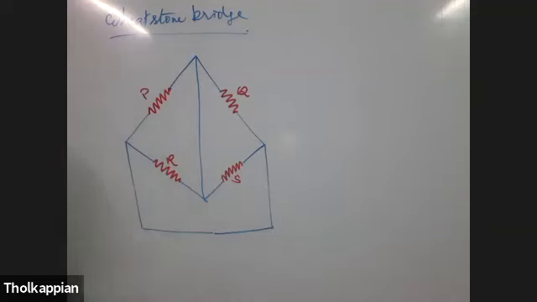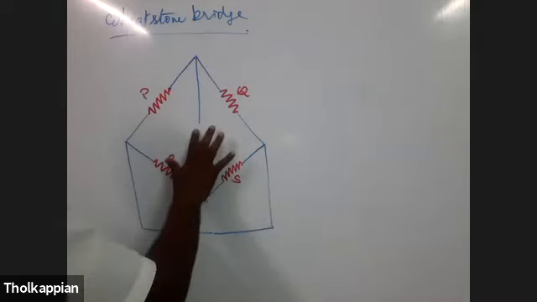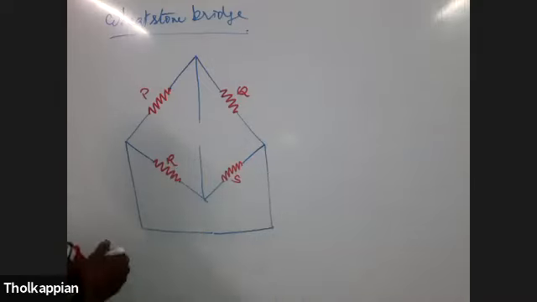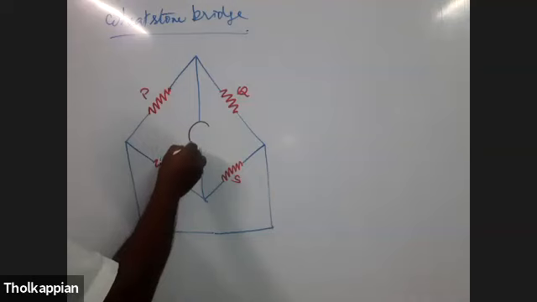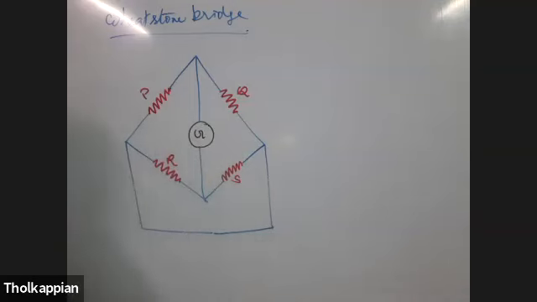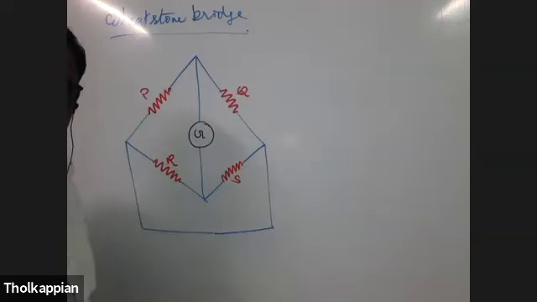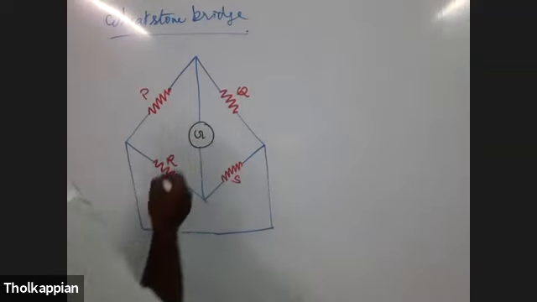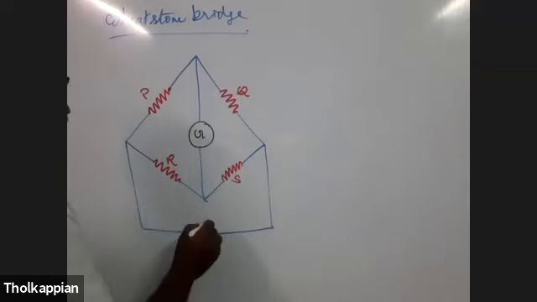Next, in the center, you connect a galvanometer. The galvanometer also has a resistance, which is also included here. Here you connect the cell.